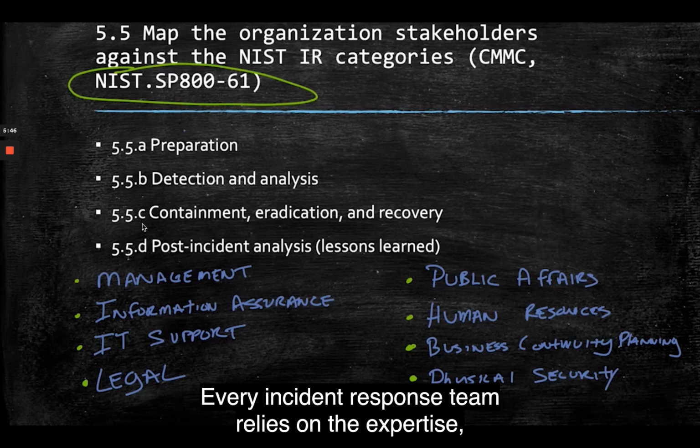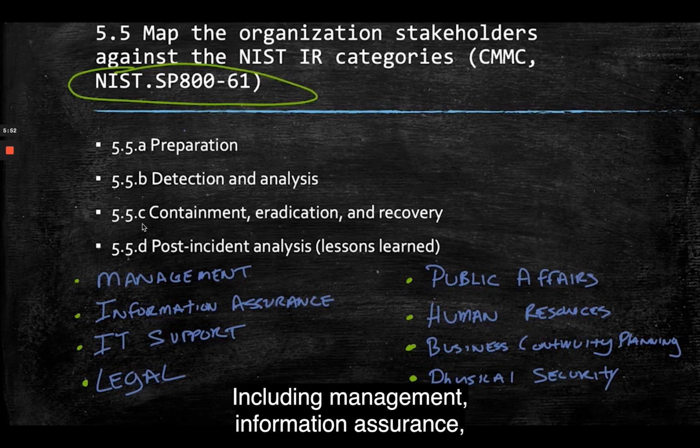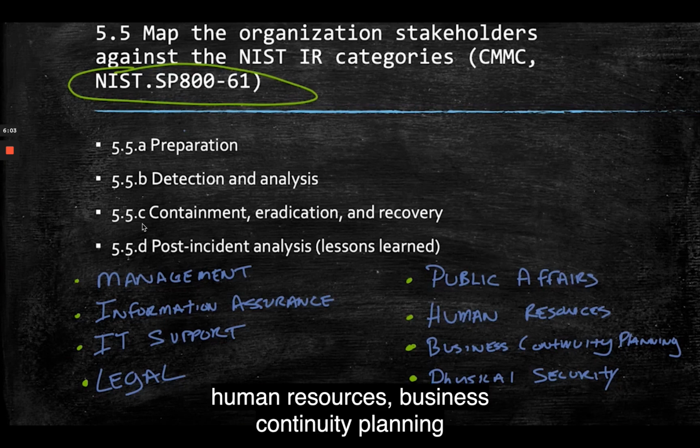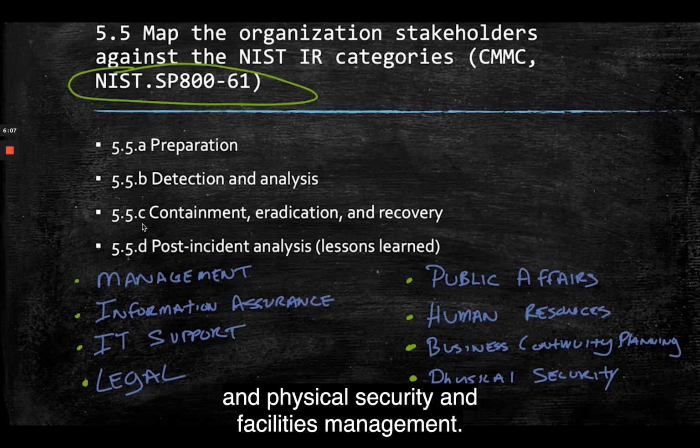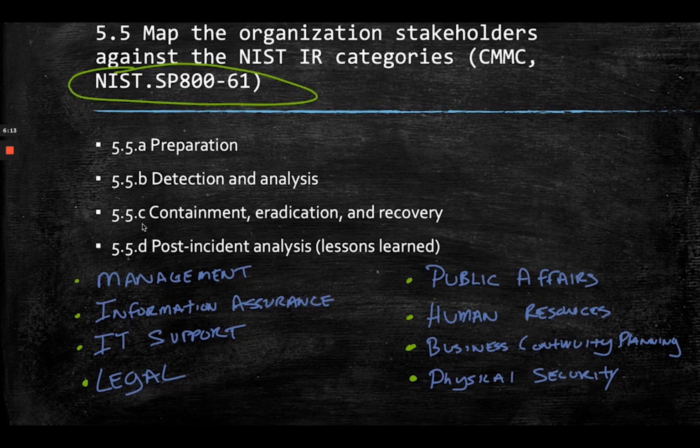Every incident response team relies on the expertise, judgment, and abilities of others, including management, information assurance, IT support, legal, public affairs and media relations, human resources, business continuity planning, and physical security and facilities management. Let's dig into these a bit more.